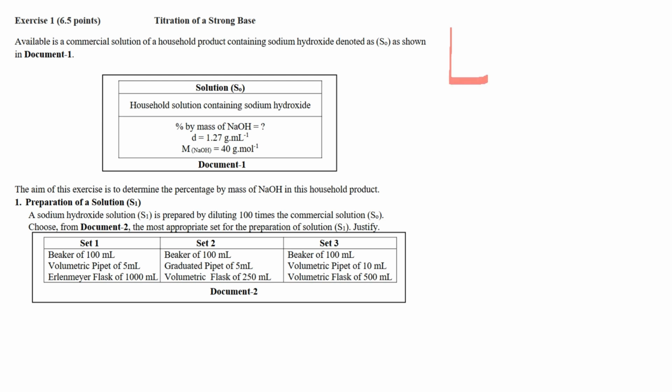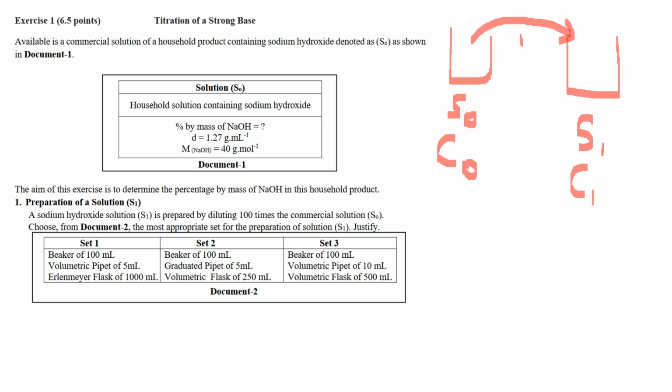We have a solution that is called S0. Let's call the concentration of this S0 C0. And from this solution S0, we need to prepare another solution called S1. Let's name the concentration of S1 C1. To do this, we need to take out a volume called V0 from S0, and we need to put this volume V0 inside another container. This container should basically be a volumetric flask because the volumetric flask is more precise than the Erlenmeyer flask.